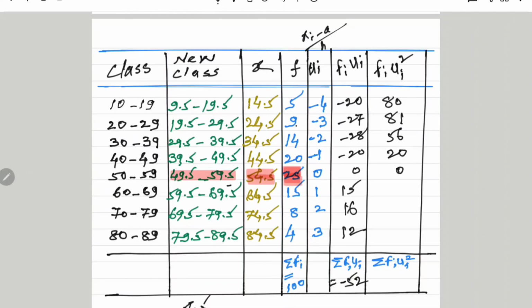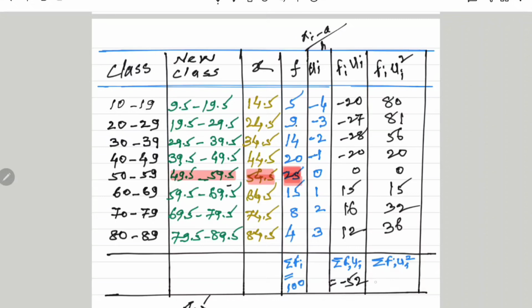Then next 0. 1 square is 1, into 15, we get 15. 2 square is 4. 4 into 8, we get 32. 3 square is 9, and into 4, 9 4s are 36.